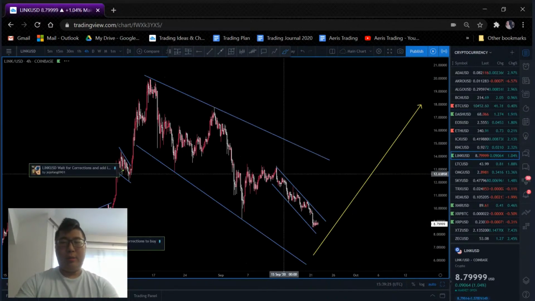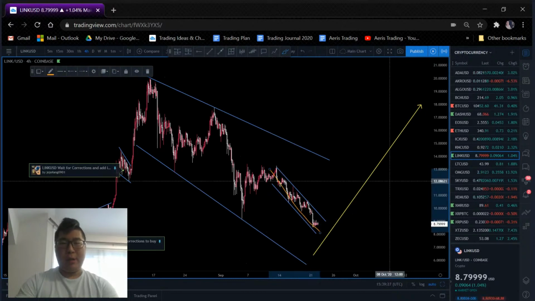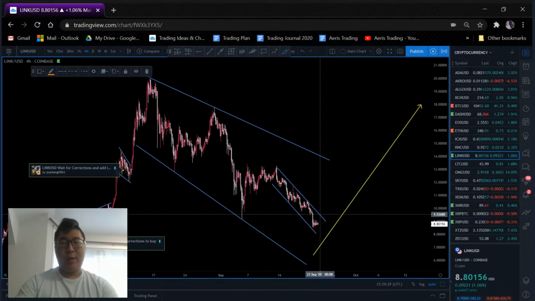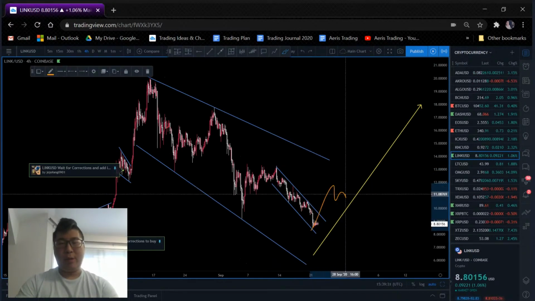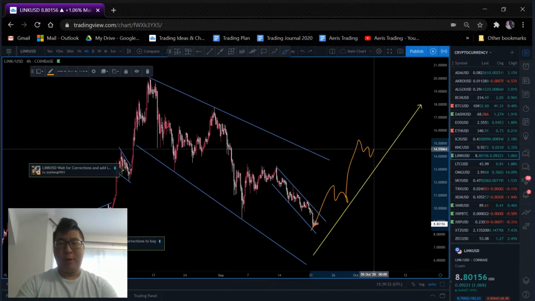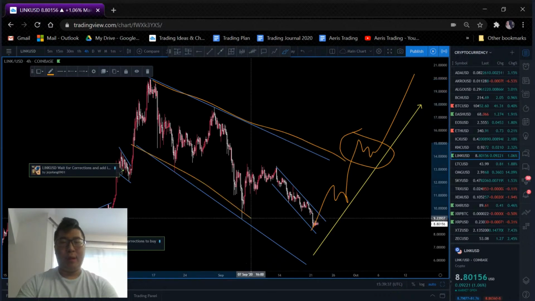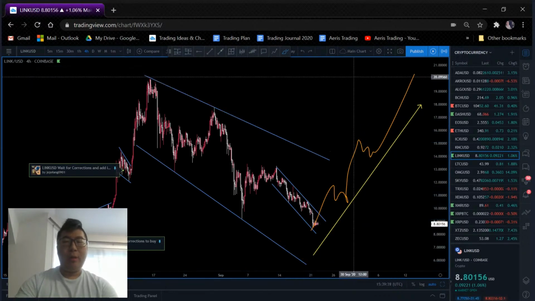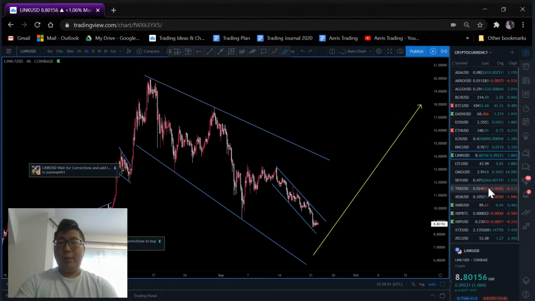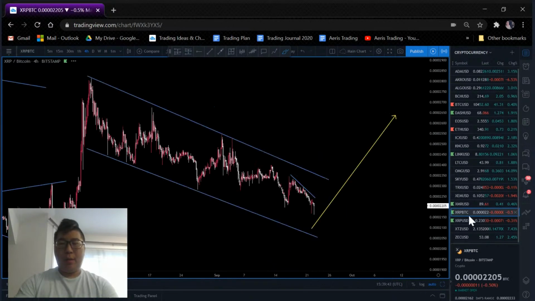Link, very similar. We had a similar kind of channel structure like Dash, right? Even if breakout here and correction, not too interested. I want to see the full breakout and then continue upwards. This is always going to be my move after we broke out this larger structure here. So that's Link.